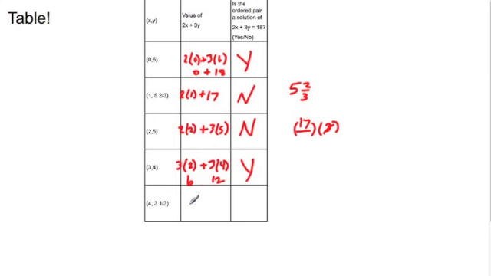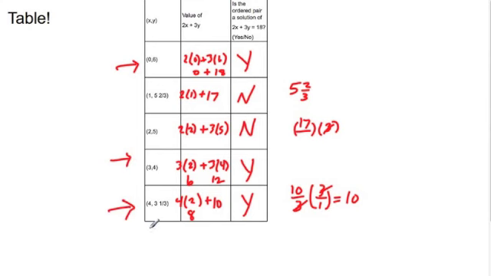And then I'm going to take a look at my last example. 4 times 2 plus 3 1/3, which is 10/3, times 3. So 8 plus 10 is 18. So yes, we could see that 0, 6, 3, 4, and 4, 3 1/3, those ordered pairs are solutions of 2x plus 3y equals 18.